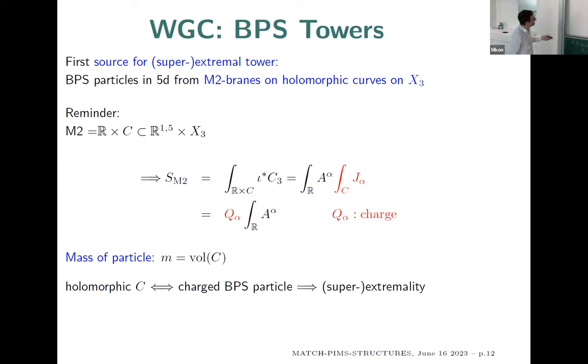And the mass of these particles, it turns out, is given by the volume of the curve, because the original object had a certain tension. You put it on a curve, and then the volume gives the mass. And the volume of the curve is something that is controlled by Kähler geometry, and hence we are again in the business that the Kähler geometry tells us everything, not only about the charges, here the intersection numbers, but also the mass. And in particular, if the curve is holomorphic, then the particle is BPS. And then, as we said, it's either extremal or super-extremal, and we are in business.